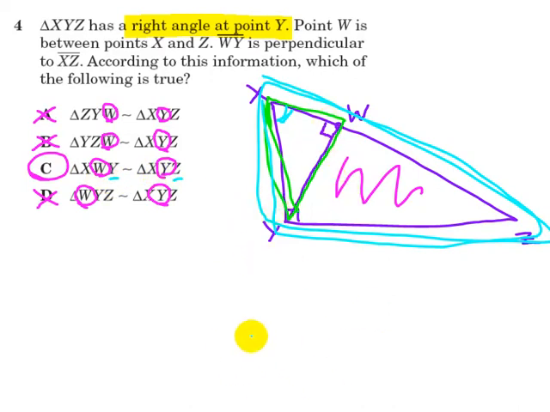When you have a right triangle, any right triangle, if you take an altitude from the right angle to the hypotenuse, it cuts the right triangle into two similar triangles. These are similar to each other and they're similar to the whole thing.